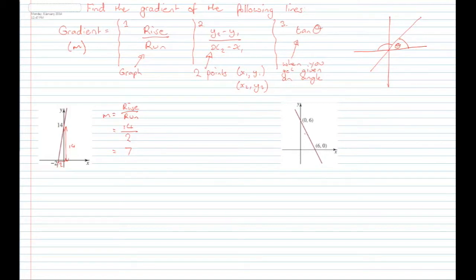What I want you to do now is pause the video and have a go at finding the gradient of this line using the same method that we just did. Once you're done, make sure you press play once again and have a look at my solutions.